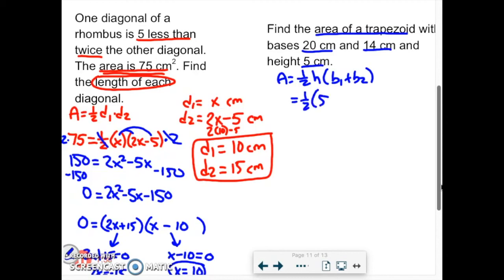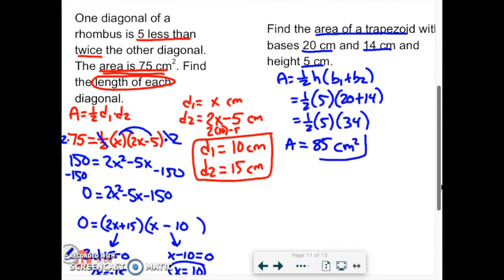The height they gave me was 5, and then I had bases of 20 and 14. Again, before you go to the calculator, my advice, add the 20 and the 14 together. Then your calculator won't do things in the wrong order for you. All right, so that's going to be 1/2 times 5 times 34, or 5 times 17, if you want to think about it that way. It's going to equal 85 square centimeters.